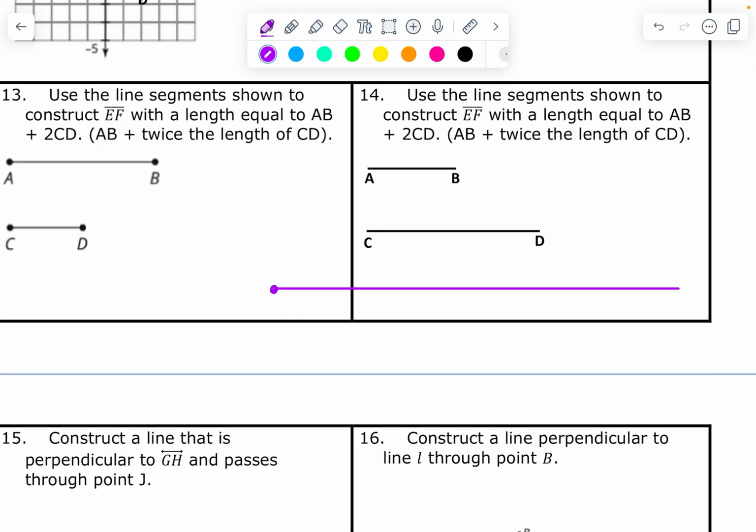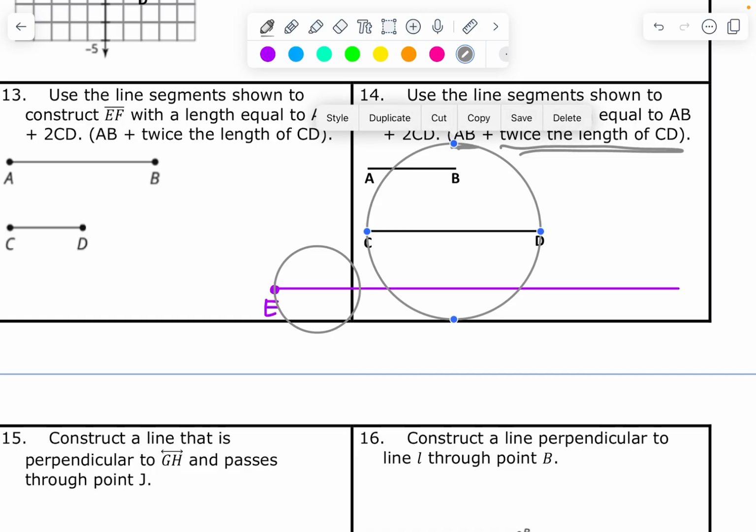First thing I'm going to do, draw a line segment with an endpoint. Okay, and that's supposed to be E for EF. Then, I'm going to change this to gray. I'm going to make an arc to get the distance from A to B. Now, I've got to use circles because I'm using this app, so it's all good. All right, so it said we have to do AB. So we've got AB, and then we need twice the length of CD. So I'm going to do the same thing for CD. Struggles. Just struggles. All right, so I make sure that I center it around CD.